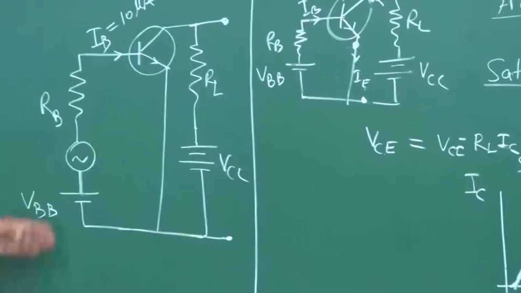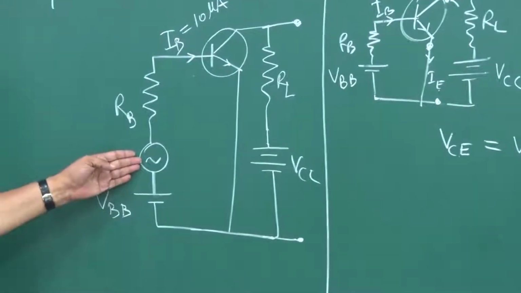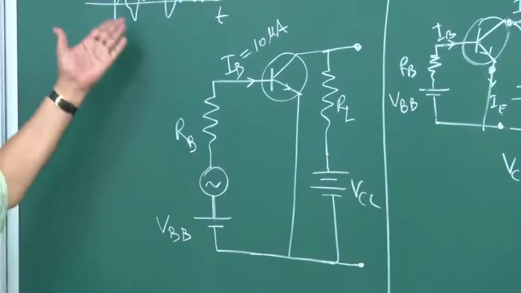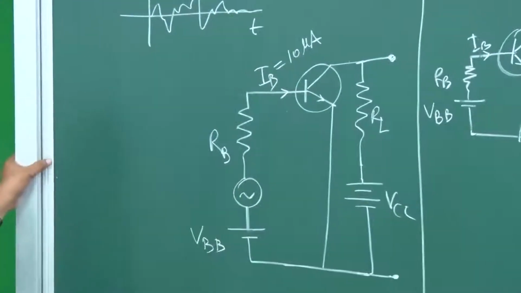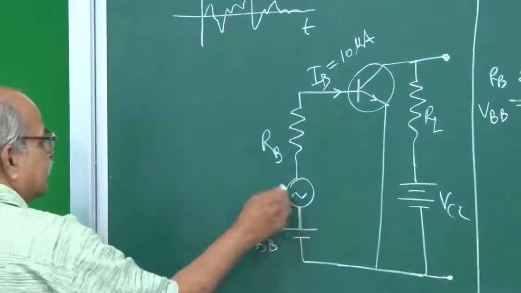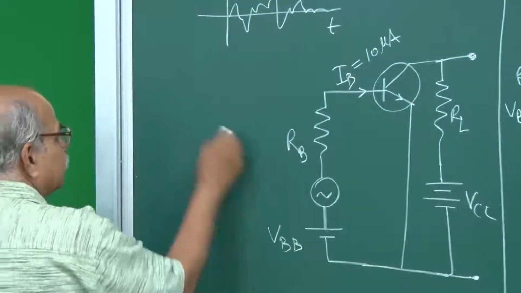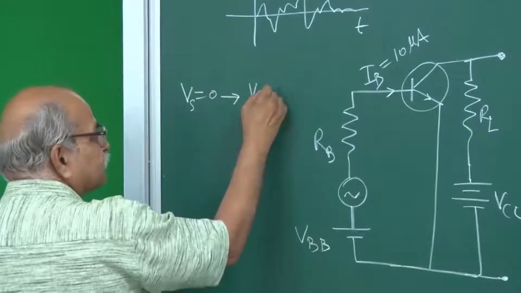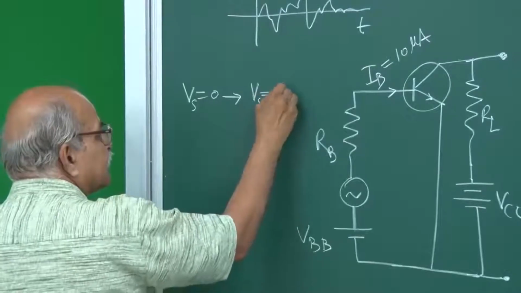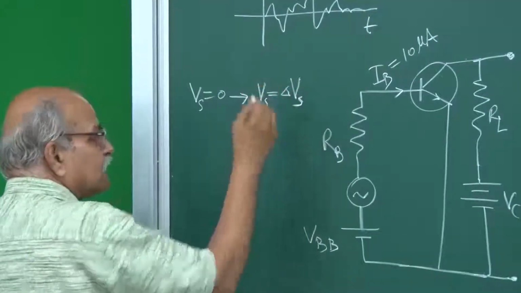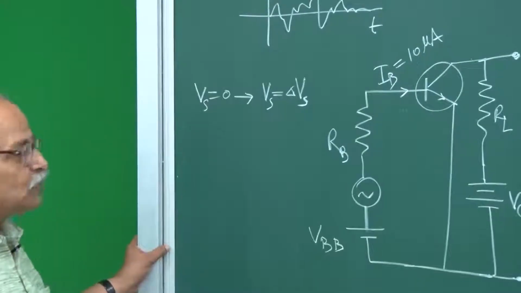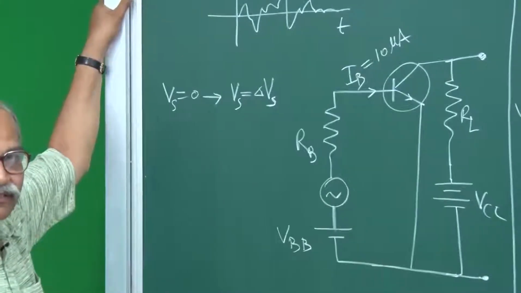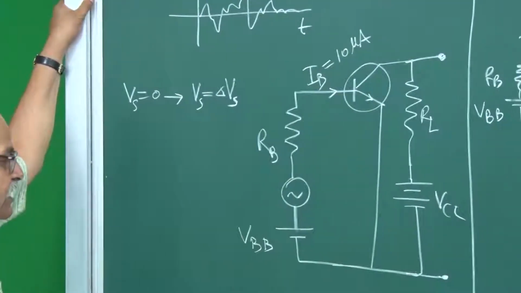Now, the signal is there. So, at a certain time the signal is 0, but then as time passes it changes. Let us say it changes by a small amount delta Vs. So this Vs, which was 0, goes from Vs equal to 0 to Vs equal to delta Vs. What will happen to IB? The IB will also change.